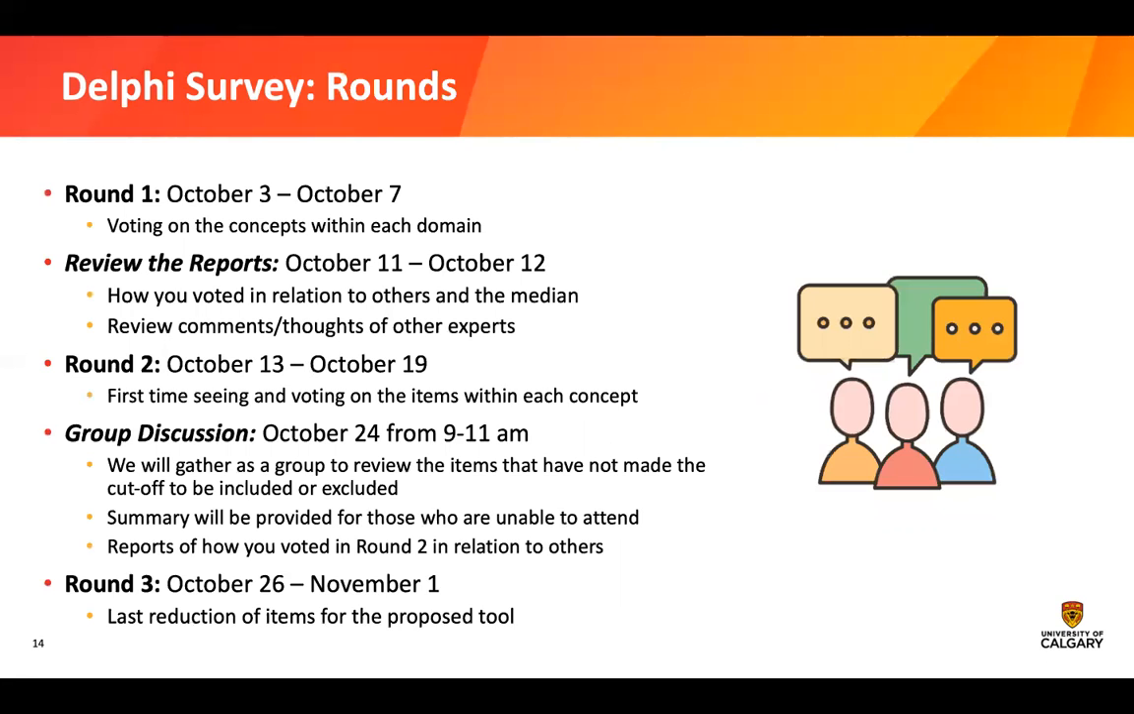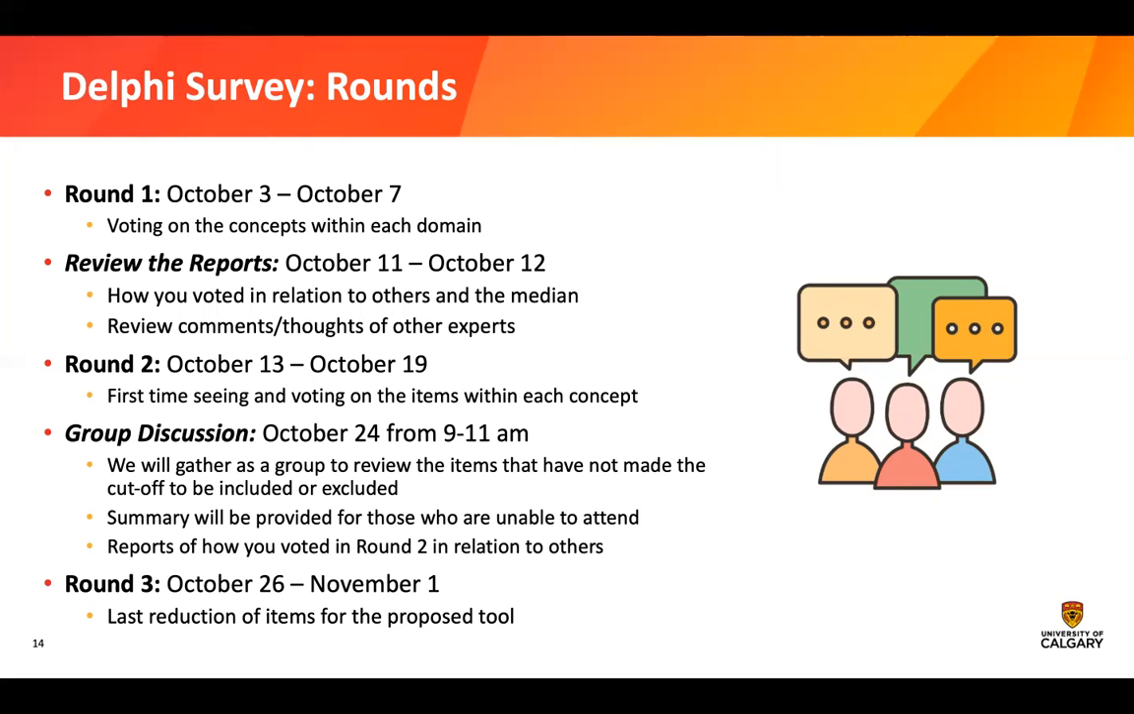So here's a schedule. Round 1 begins on Monday, October 3rd and goes until October 7th. And again, in round 1, you'll be voting on the actual concepts within each domain. After that, we'll compile these reports that will be presented to you on October 11th and 12th. And you'll get to see how you voted in relation to the median. And you'll also have a chance to read the comments of others and see what other experts are thinking.